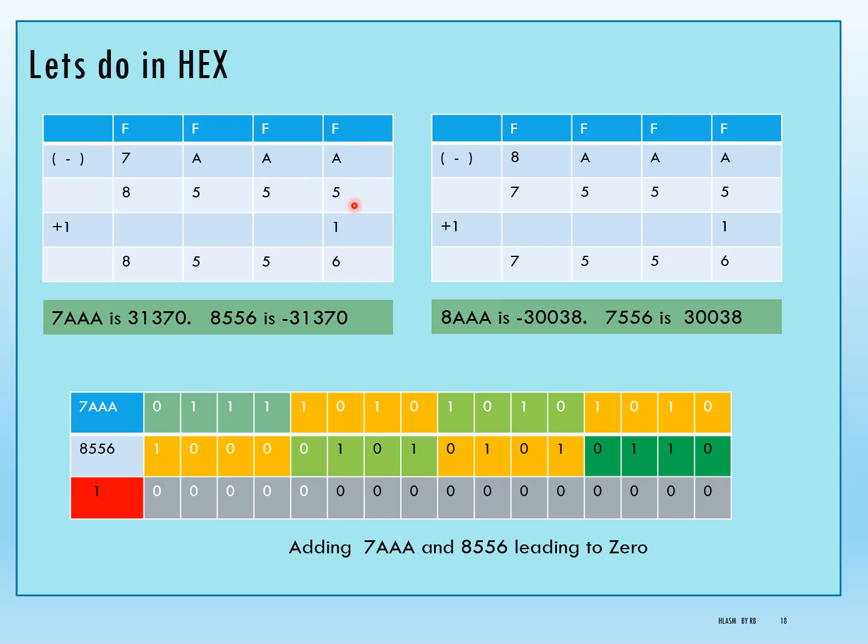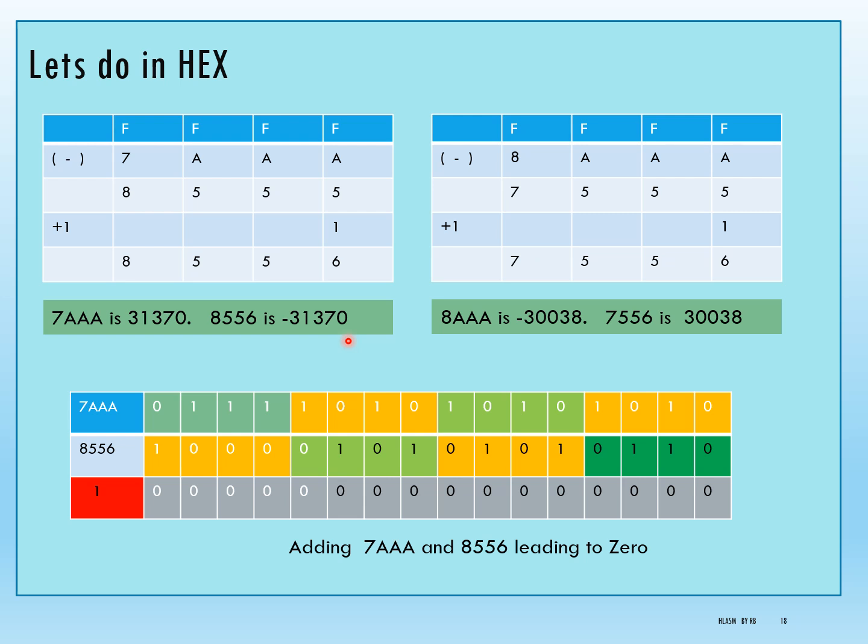So F minus A is 5, F minus A is 5, F minus A is 5, and F minus 7, which F is nothing but 15. So 15 minus 7 is 8. Then I will add a 1 to it, and it becomes 8556. So 7AAA is 31370 and 8556 is minus 31370.